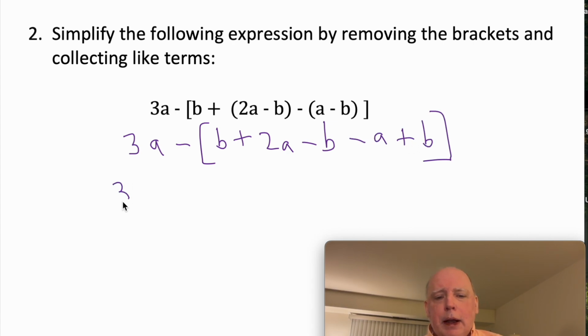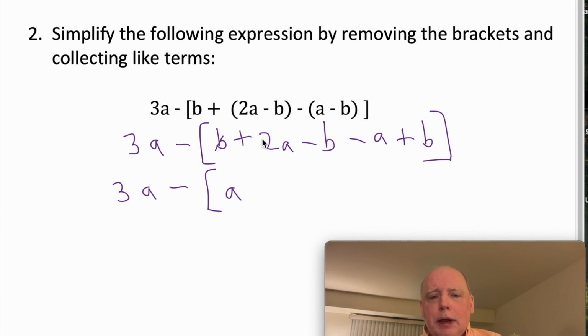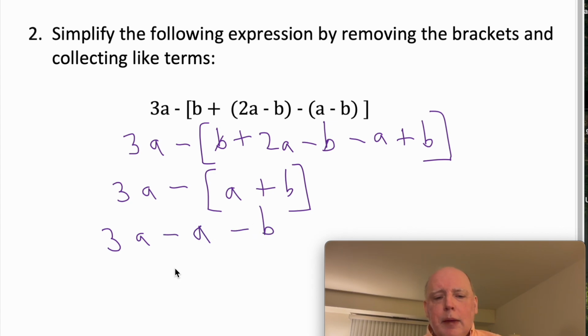Now let's combine like terms. 2a minus a gives us an a. b minus b plus b gives us a b. So we get 3a minus a minus b. 3a minus a is 2a. So we have 2a minus b.